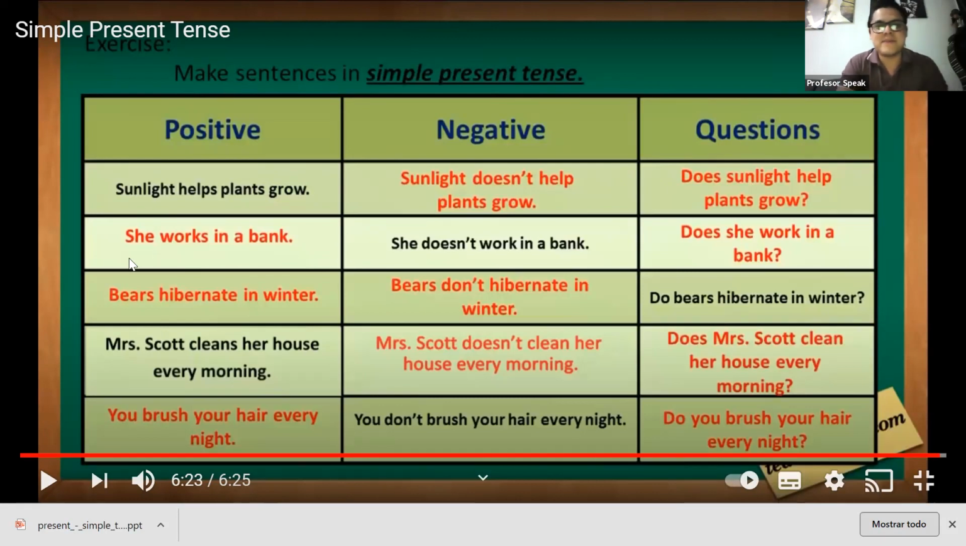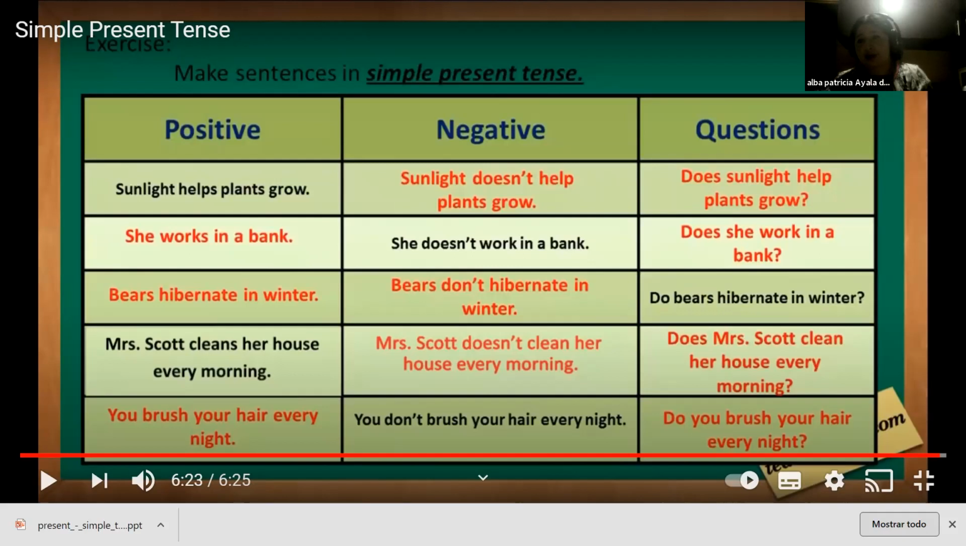Patricia, Patty, give me the last one, please. Positive. You brush your hair every night. Negative. You don't brush your hair every night. Question. Do you brush your hair every night?